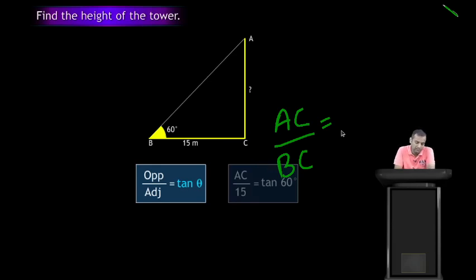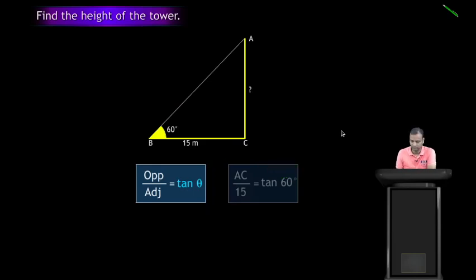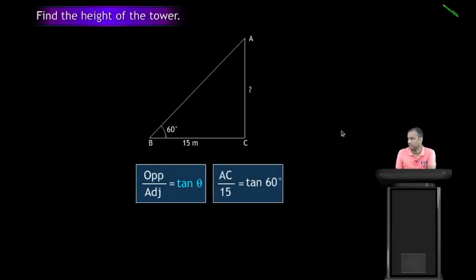Now look at this triangle. This is called opposite side because it is opposite to 60 degree. This is called adjacent side. So this is opposite upon adjacent, and this ratio is equal to, yes, what will we use here? Exactly. We will use tan theta here. And what is the value of theta? It is 60 degree. So we can write this as AC upon 15 equals tan 60 degree.